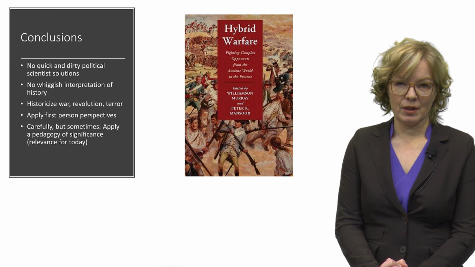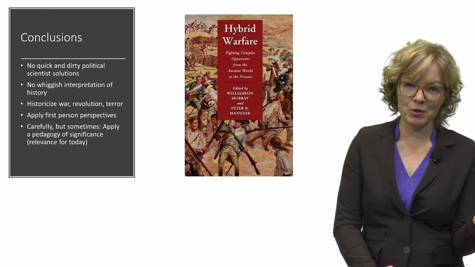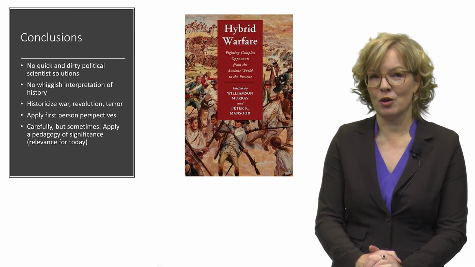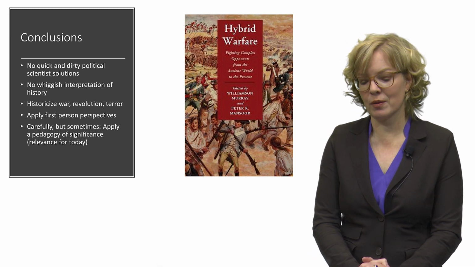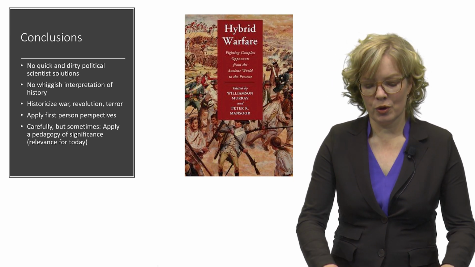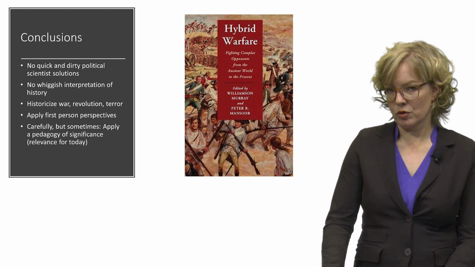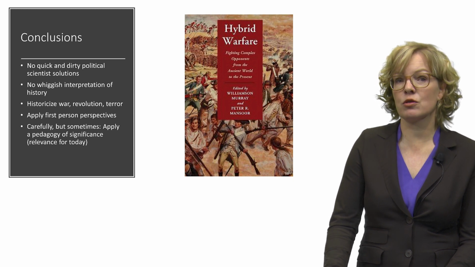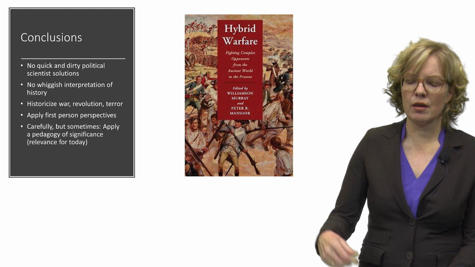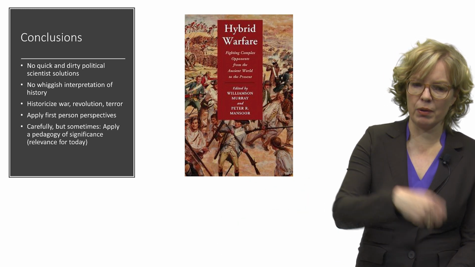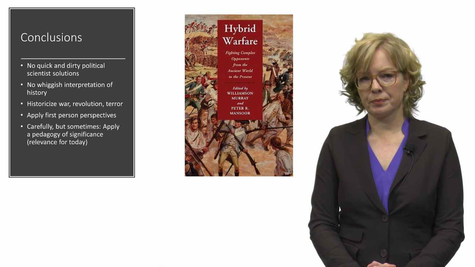To conclude, let me point to some clues and cues that helped us in writing our chapters and that may also be of some use for you in writing European histories of war, violence, terror, revolution. A few remaining points. The first point, we need to steer clear as historians from quick and dirty political scientist-like solutions to historiographical challenges. It's far too easy to just take a theory or a model about revolution and apply that to the medieval ages. What's the sense of doing that?